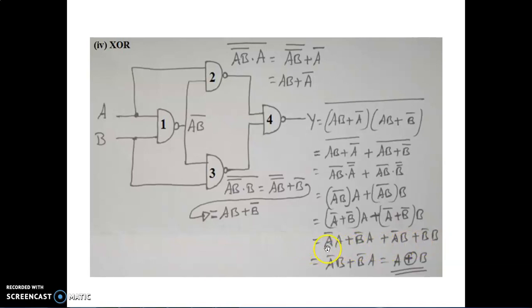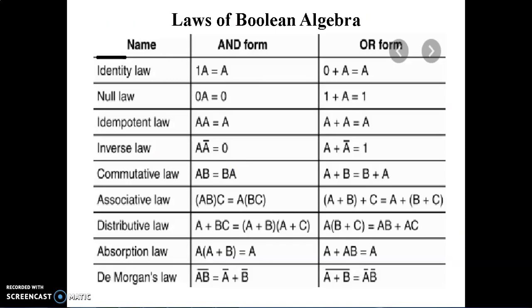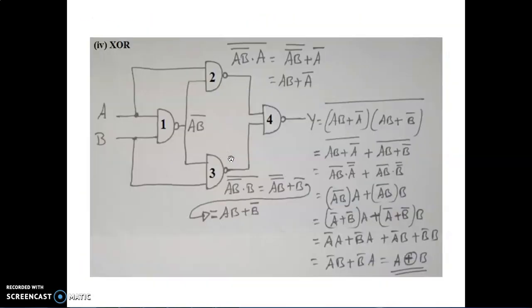So here A bar dot A and B bar dot B are equal to 0 because of the inverse law. It is nothing but A dot A bar is equal to 0. So these two terms cancel each other. Finally, we get A bar B plus B bar A, which is nothing but the XOR function.